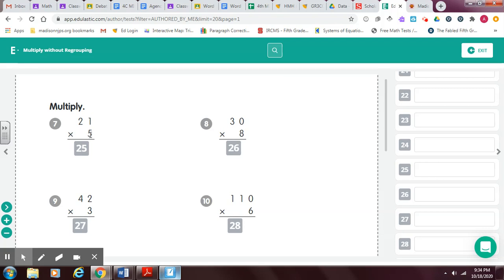And 1 times 5 in the ones place is 5. And be careful, this is problem number 7 on the paper, but it's problem 25 in Edulastic. So I have 5 in my ones place, and then 5 times 2 tens is 10 tens. So just be careful to arrow back and forth to make sure that you get your answer in the correct order. So 10 and 5, 105.